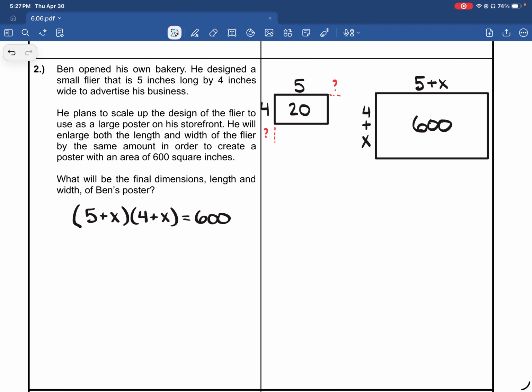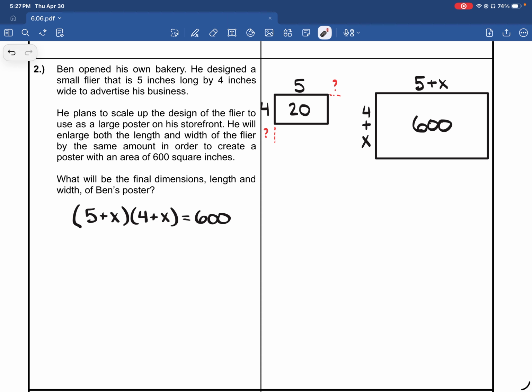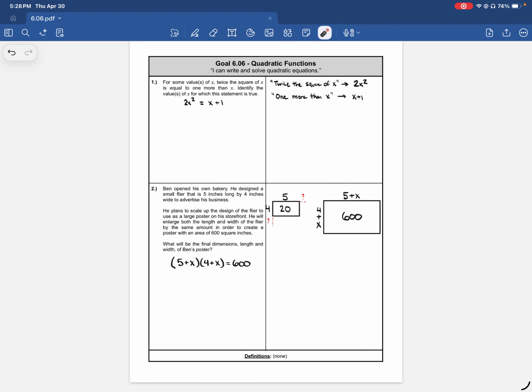I am totally fine if you use Desmos to solve this equation. In fact, I'd recommend it. But if you just say that the answer is x equals whatever, you're not going to get full credit. Over here, I 110,000% need you to explain what you did in Desmos in order to get your answer. Also, be careful. It wants to know the final dimensions, the length and the width of Ben's poster. And no definitions. So, solve number 1, solve number 2, explain how you do it.